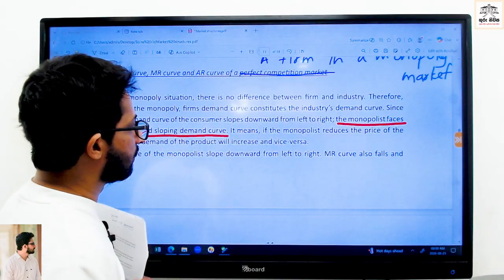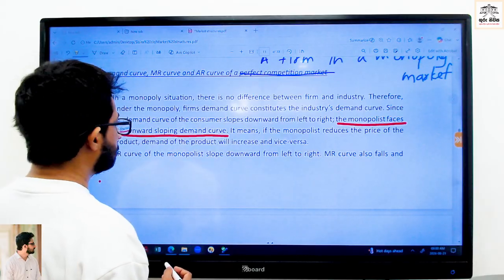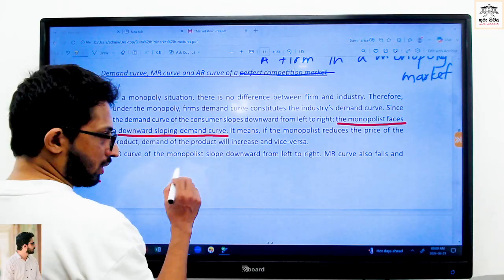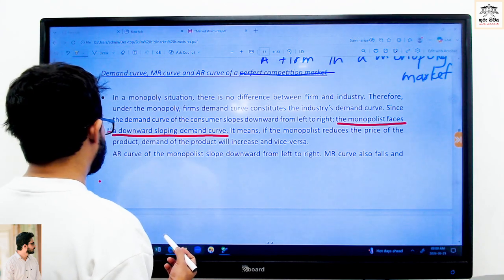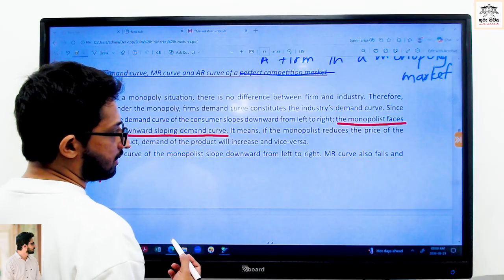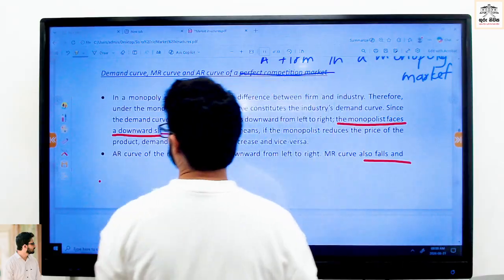It means if the monopolist reduces the price of the product, demand for the product will increase and vice versa. Yes, you know this one, the law of demand. The AR curve of the monopolist slopes downward from left to right. The MR curve also falls.